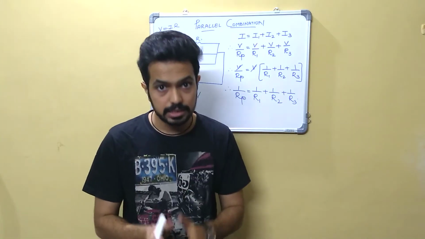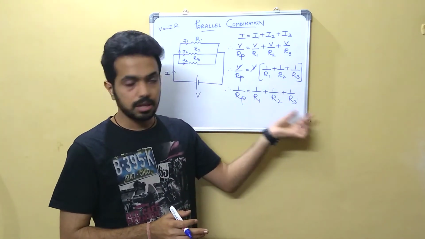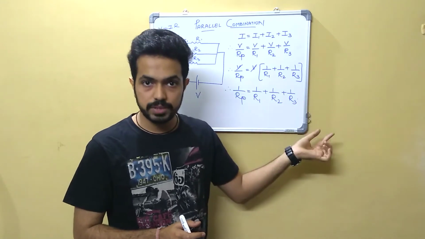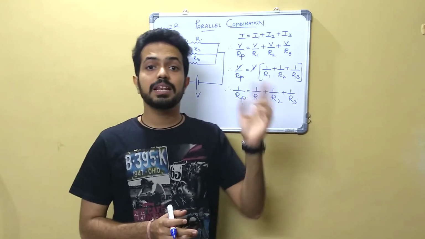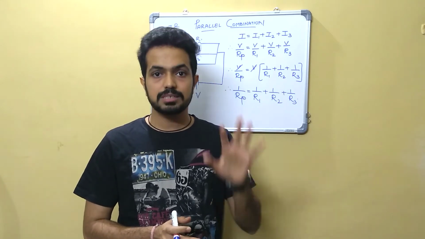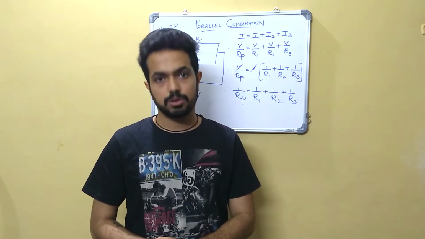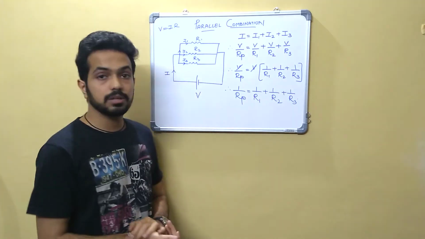What I am trying to say is, suppose you have three resistors, 5 ohms, 10 ohms and 15 ohms, and if you solve this, the value of Rp which you will get will be less than the smallest of all, that is, it will be less than 5 ohms also. So try this out and let me know in the comments.